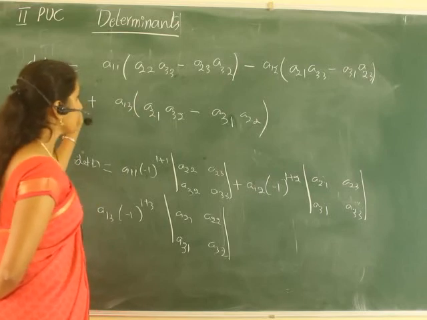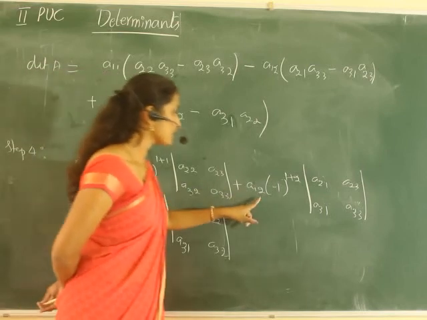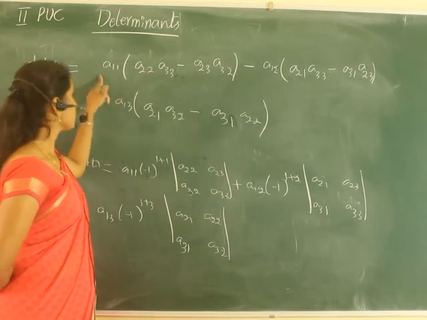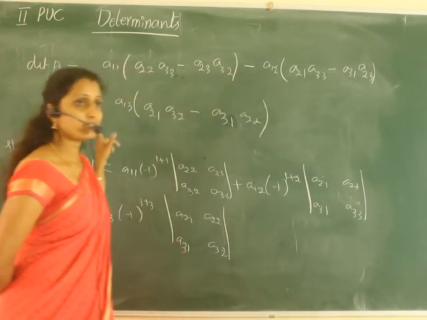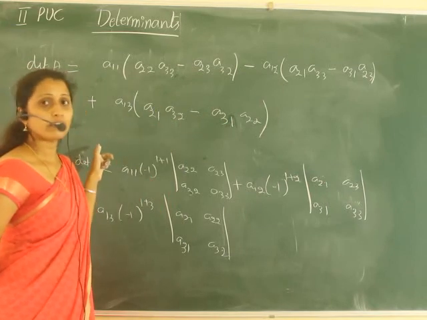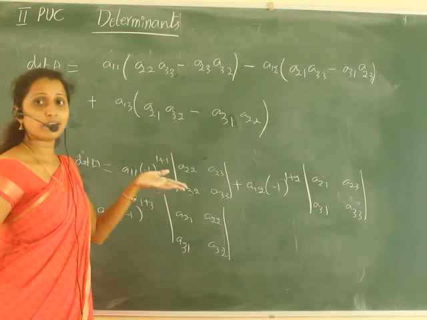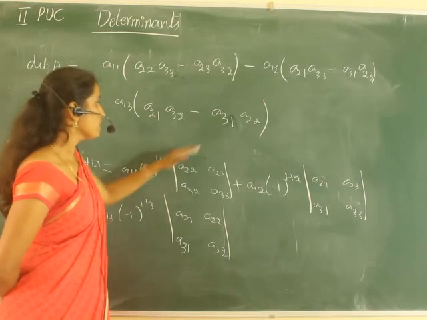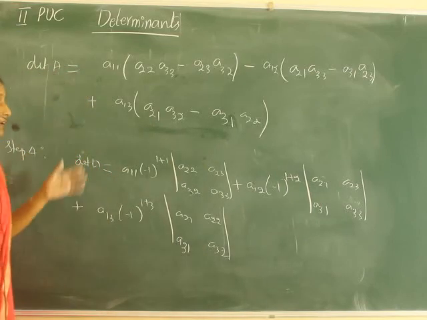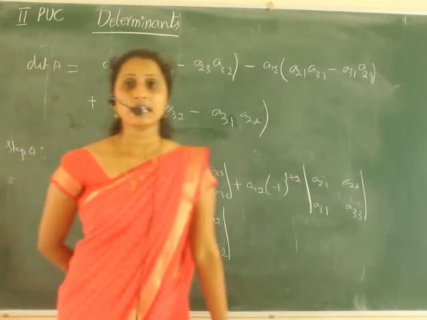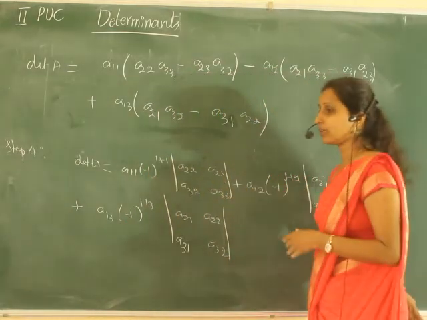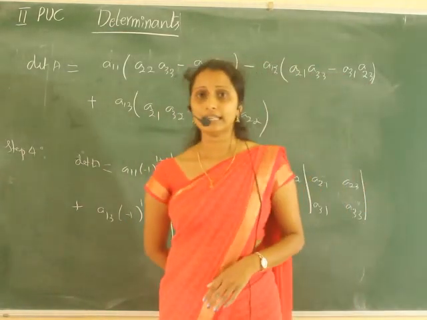So instead of writing all these plus and minus signs, we can directly write: if it is the first row, the signs are plus, minus, plus. If it is the second row, minus, plus, minus. Third row means plus, minus, plus. So we can calculate like that also. Write till here now. This is expansion along R1. Next we discuss expansion along R2. Copy all these. We'll calculate the problems later.